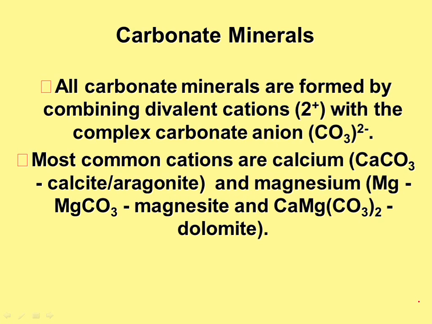That combines to give you calcium carbonate, which is going to be either calcite or aragonite, as a polymorph of calcium carbonate. And you have magnesium carbonate either in the form of magnesite or dolomite, shown by this formula right there.